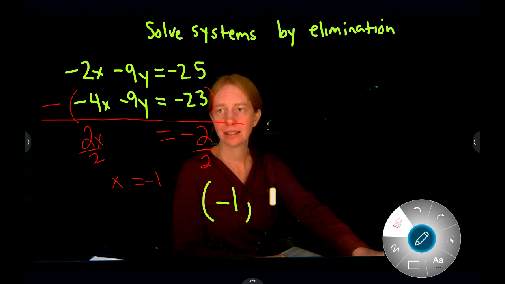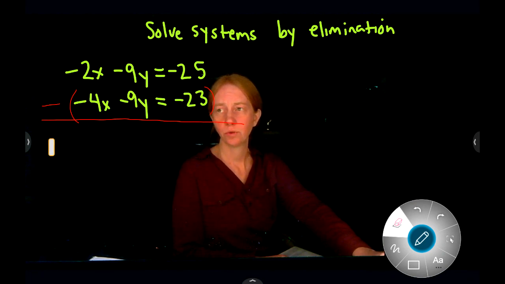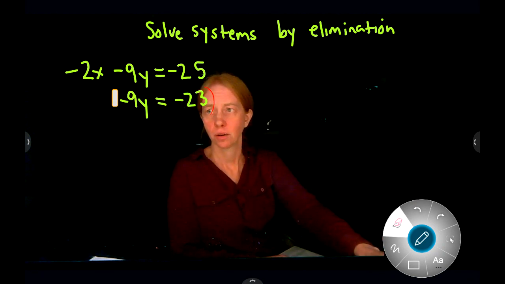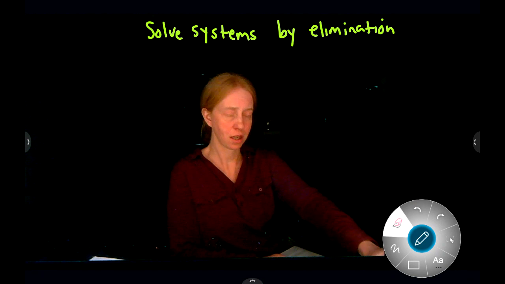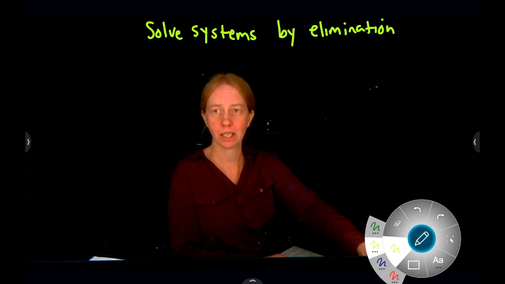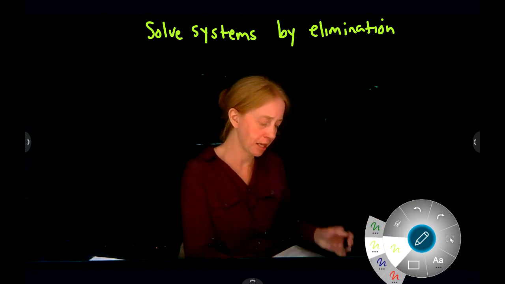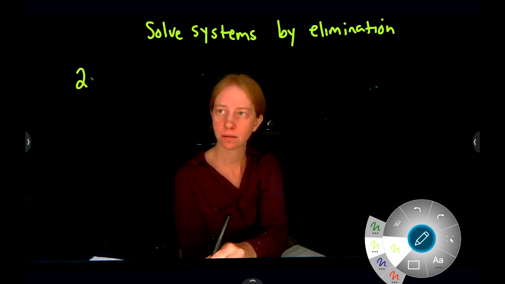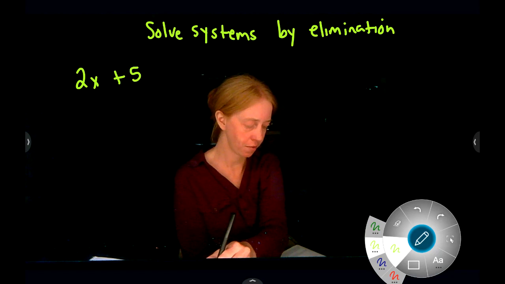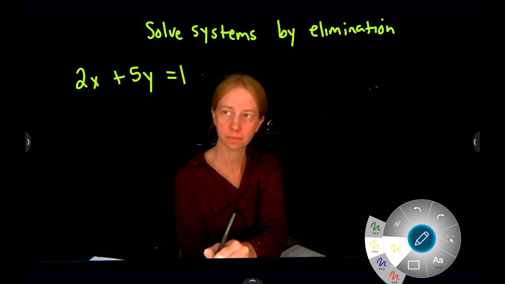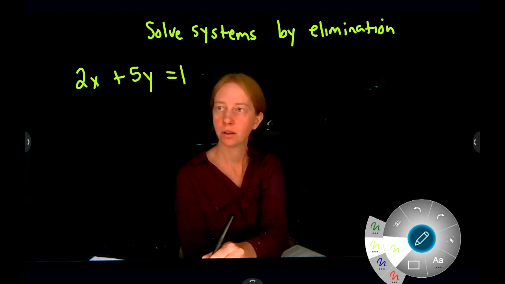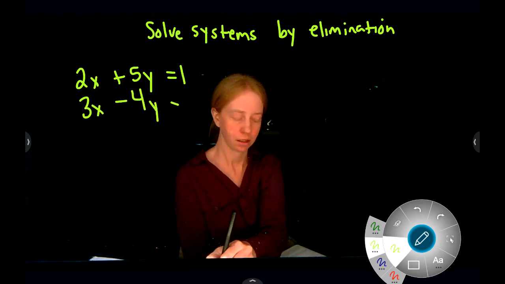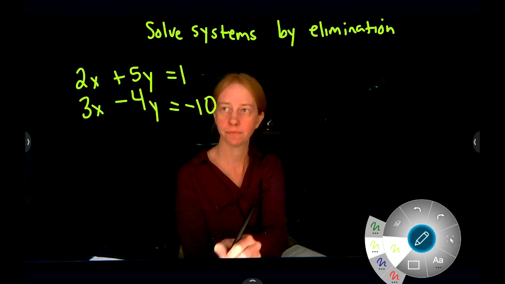Okay, this next example that I'm going to do, see how here we had the -9s matching? We're not going to have quite the same thing, and I'm going to show you how you can do it if they don't match, but you still like this method. Okay, so 2x plus 5y equals 1. 3x minus 4y equals -10.